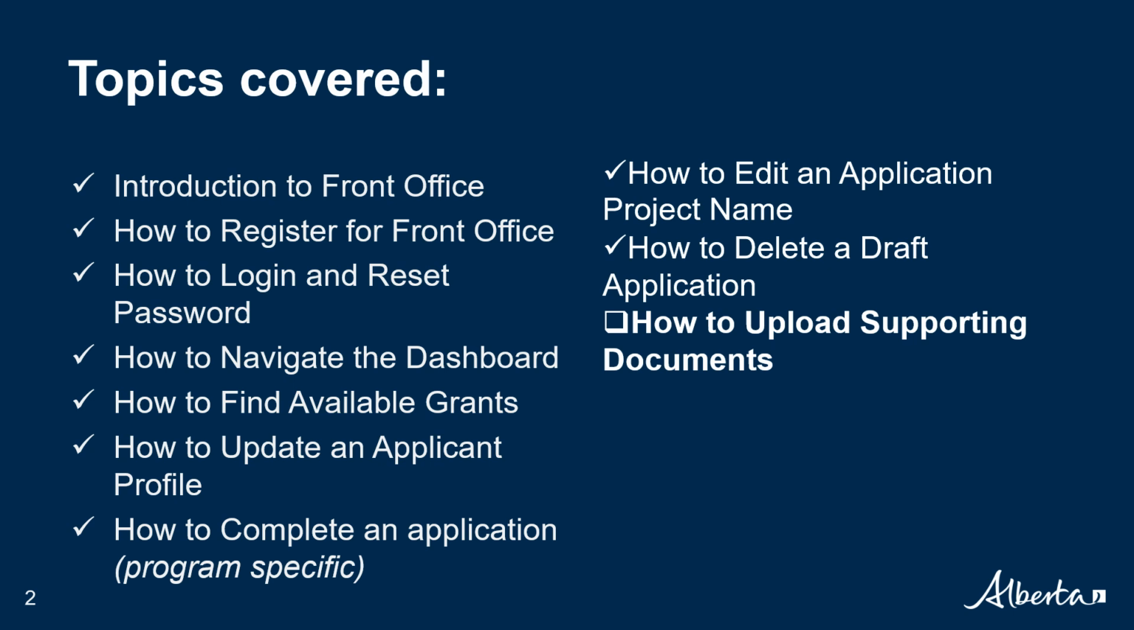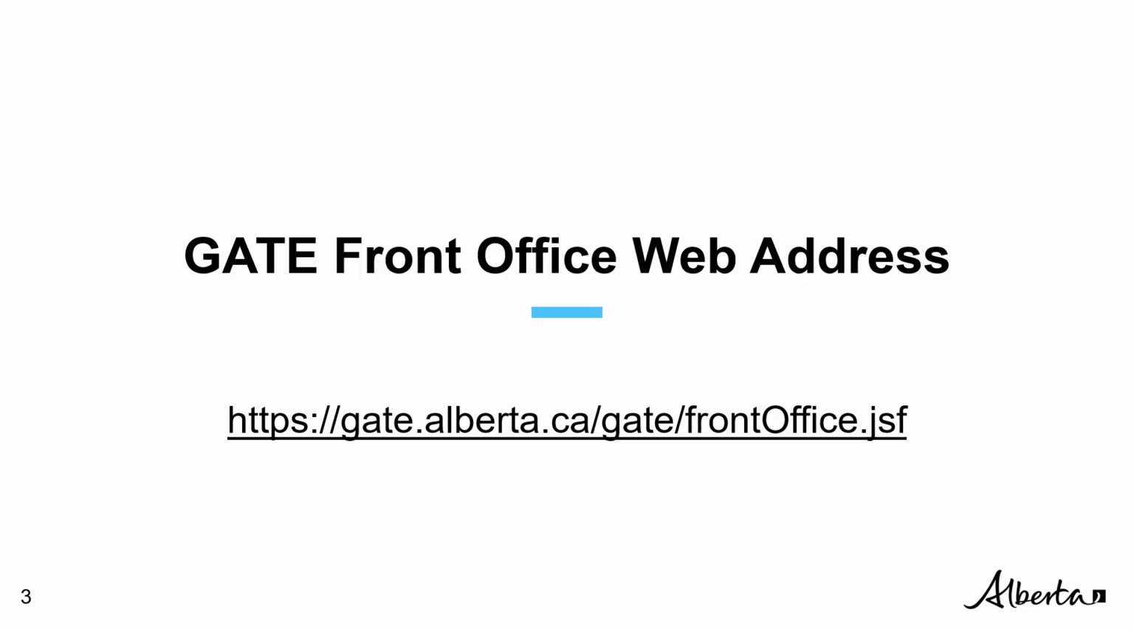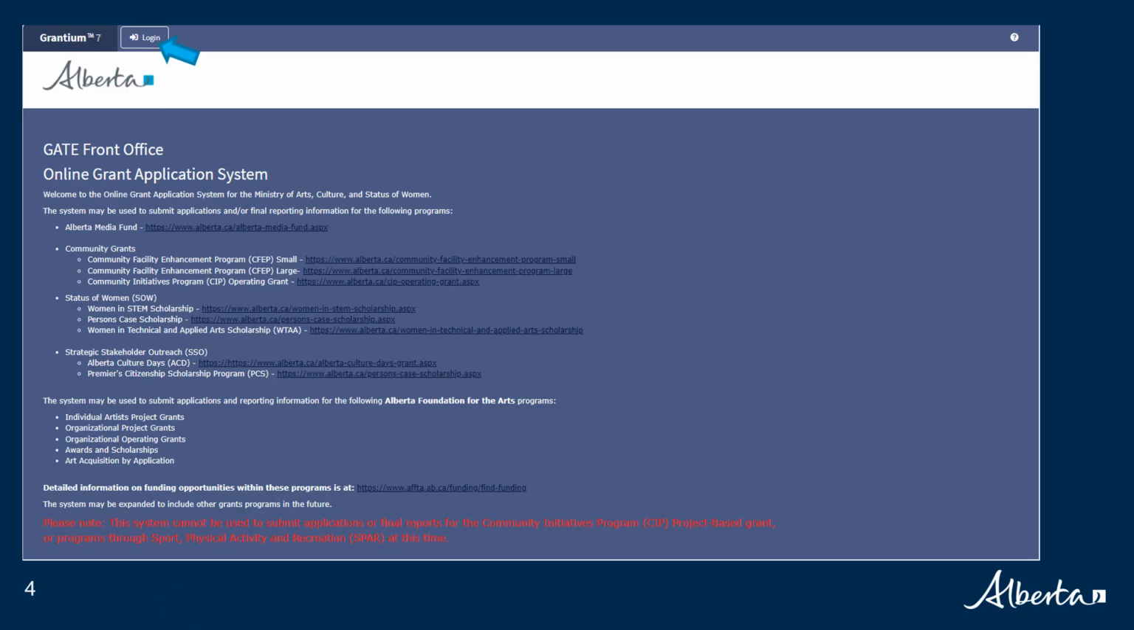By this point, you may be already familiar with or have completed the following. If you haven't, or if you need help, please watch our previous mini tutorial videos for guidance. First, start by visiting the Gate Front Office webpage. This web address can be located in the email containing your login credentials. Once you arrive at the Gate Front Office login screen, click on Login and enter your credentials.